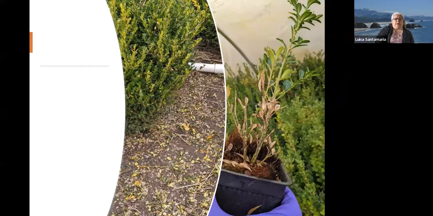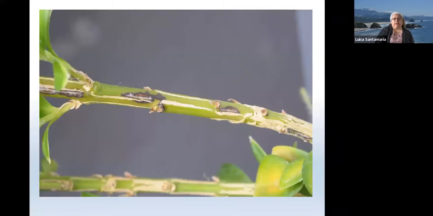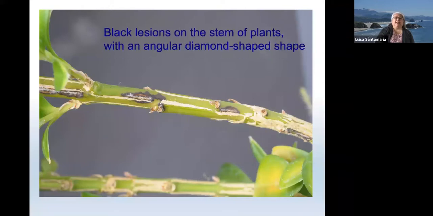The other important characteristic is defoliation. We can see excessive loss of leaves. When you see a lot of leaves around the plant, that's a bad symptom. It means the plants are really infected with the pathogen. If we see this and go close to the plant, we definitely see the leaf spots, and also some other features that will tell us that boxwood blight is present. The other thing is the black lesions on the stems of the plants, with an angular diamond shape.